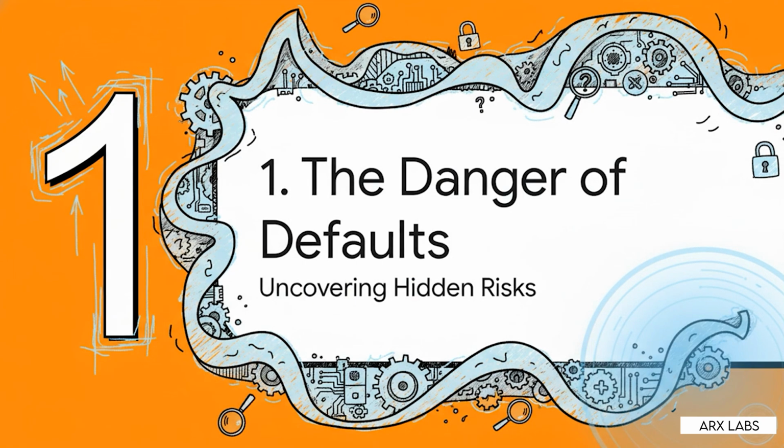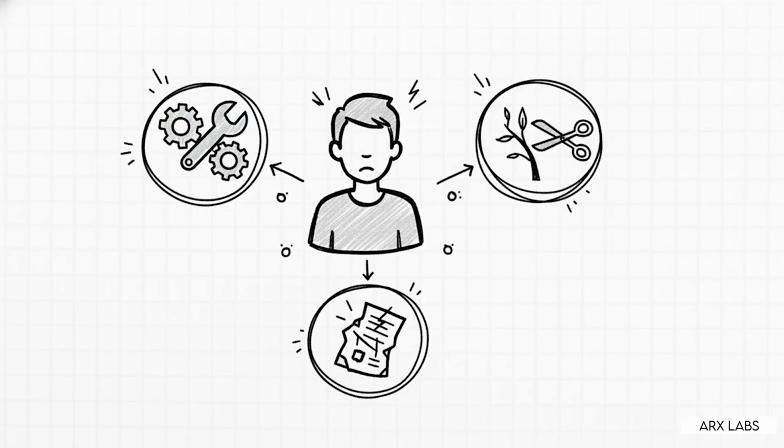All right, so first up, let's talk about the danger of those defaults. We're going to peel back the curtain on that standard contributor role and see what's really going on. So just take a look at what a contributor can do by default. They can mess with your build pipelines. Yeah, think about the security risks there. They can delete entire branches. Poof, work is just gone.